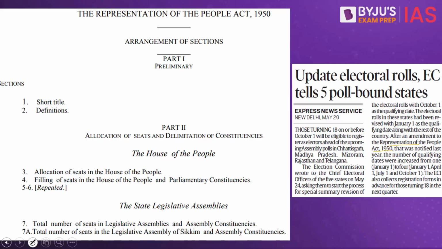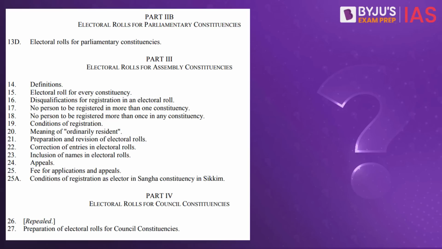When you look into the Representation of the People's Act of 1950, it has some important provisions. This includes allocation of seats in the House of the People, filling of seats in the House of the People and parliamentary constituencies, total number of seats in Legislative Assembly and Assembly constituencies, total number of seats in Legislative Assembly of Sikkim and Assembly constituencies. Some of these important provisions are mentioned under the Representation of the People's Act of 1950. Added to it, what we have is the electoral rolls for the Assembly constituencies. So where is it mentioned? It is mentioned in the Representation of the People's Act.